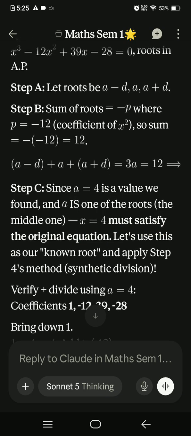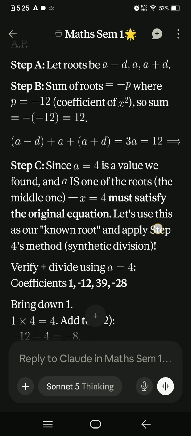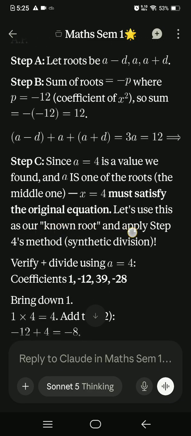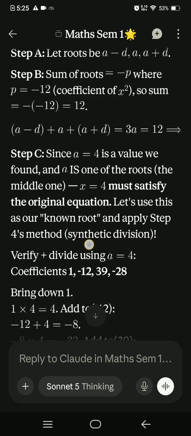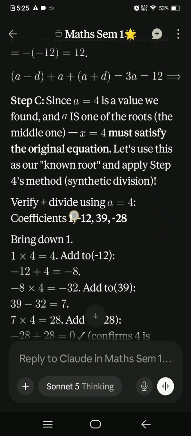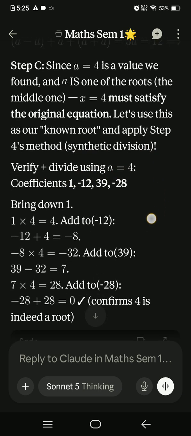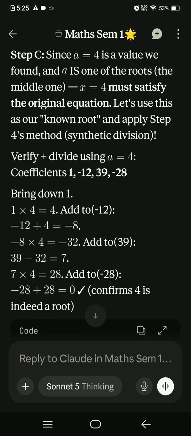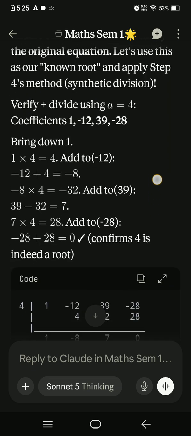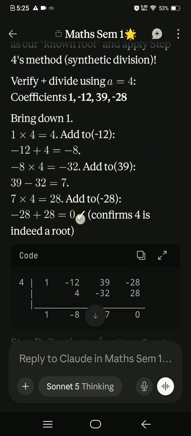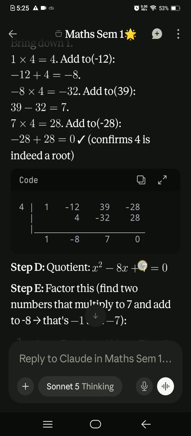Then x equal to 4 must satisfy the original equation. Let's use this as our known root and apply step 4, synthetic division again. So verify plus divide using 4. Now our coefficients are these. We divide with synthetic division. It completely cancels out, so the remainder is 0. It works, confirming 4 is indeed a root.